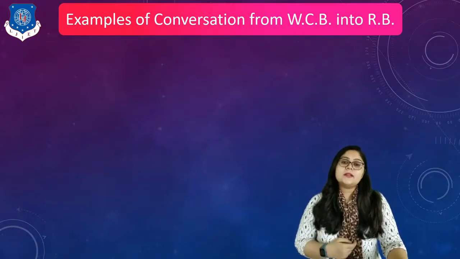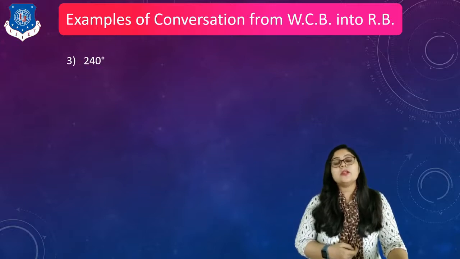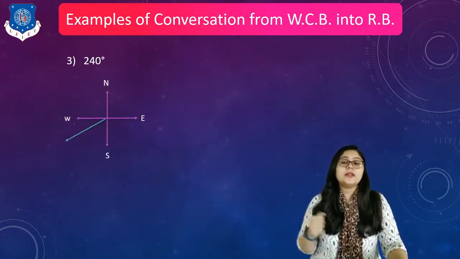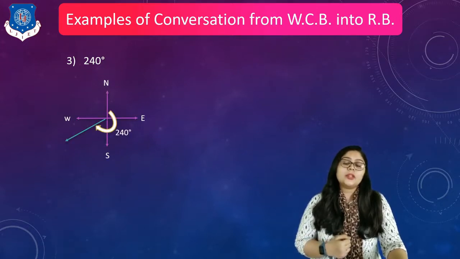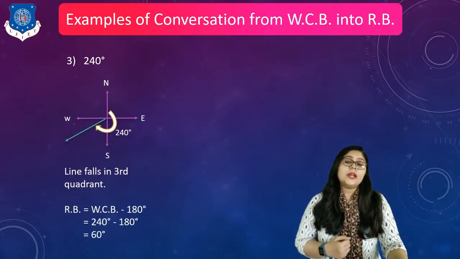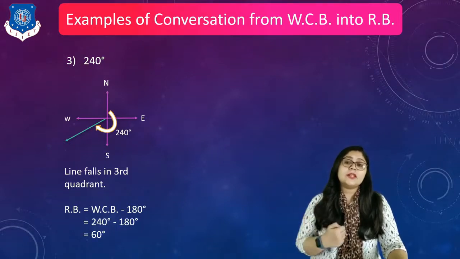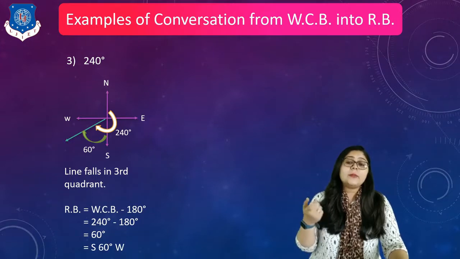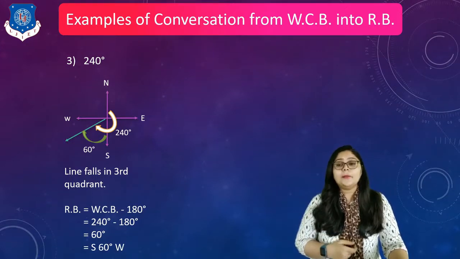Now, let's discuss the third example, which is of 240 degree. Draw north, south, east, west. 240 means the line passing through the third quadrant, right? And for that, the equation is WCB minus 180. It means the answer is 60 degree. But when I have to write it, I can write it as S 60 degree W, right? So that is the way we can represent our angle in RB.